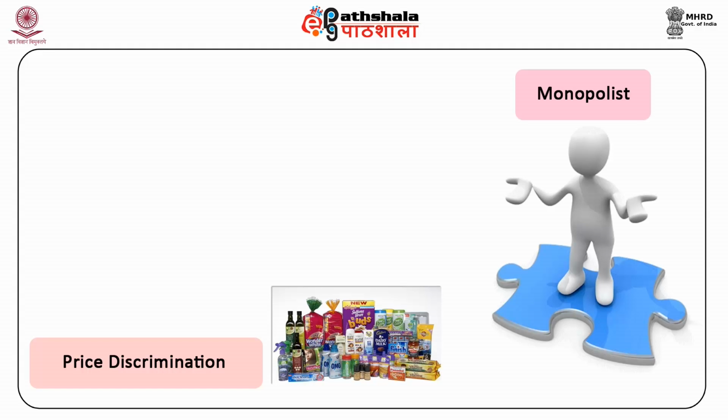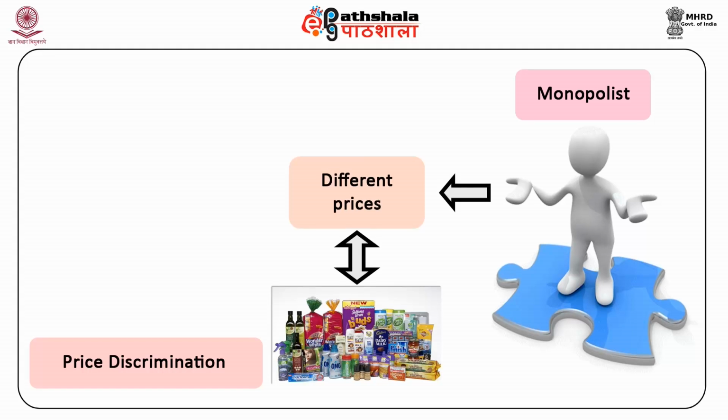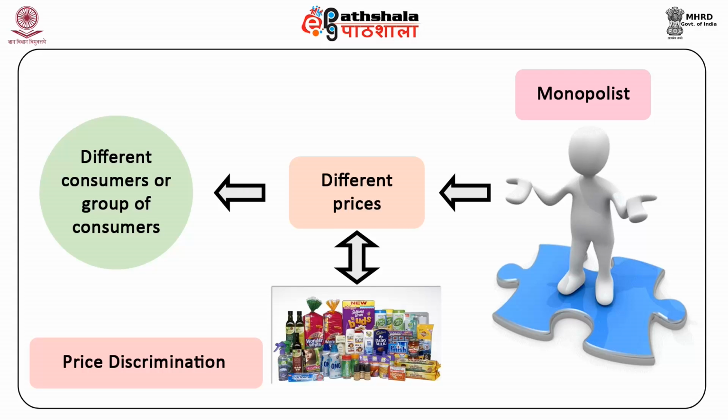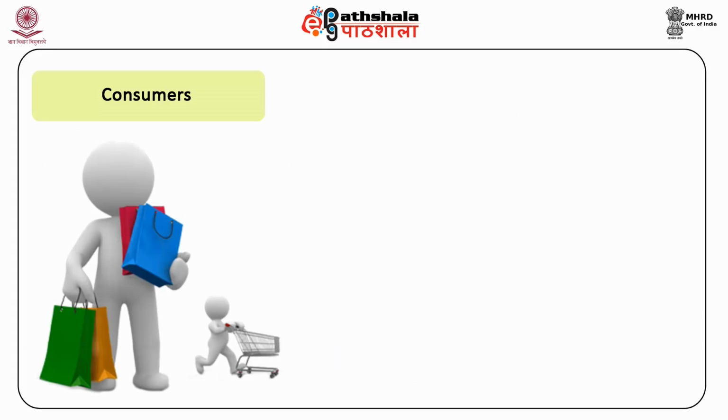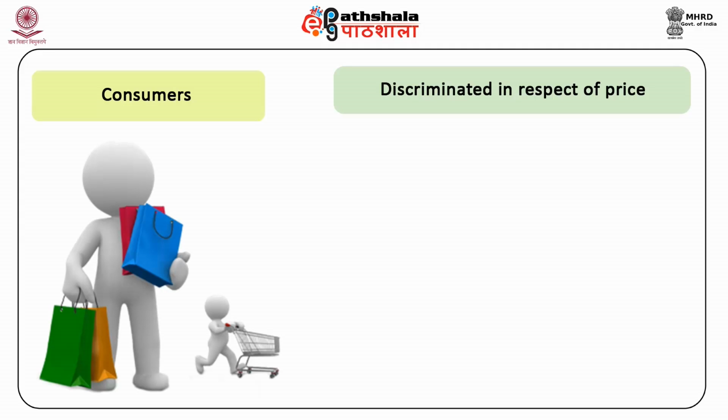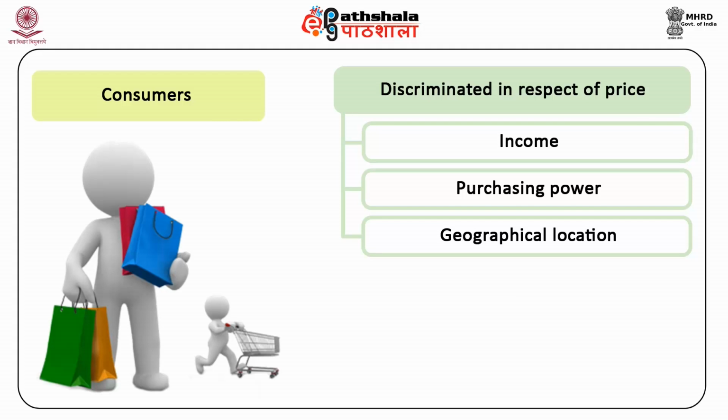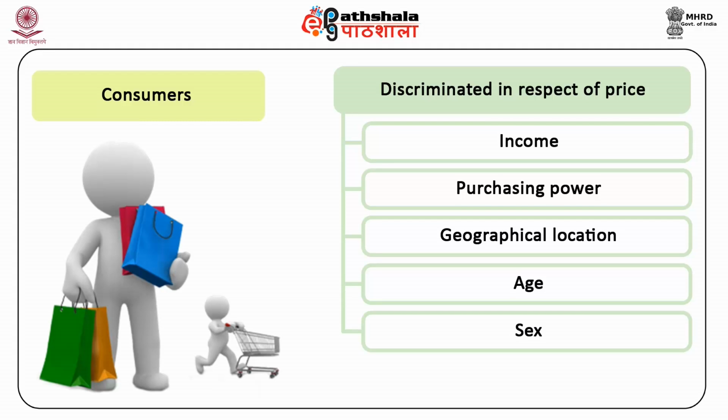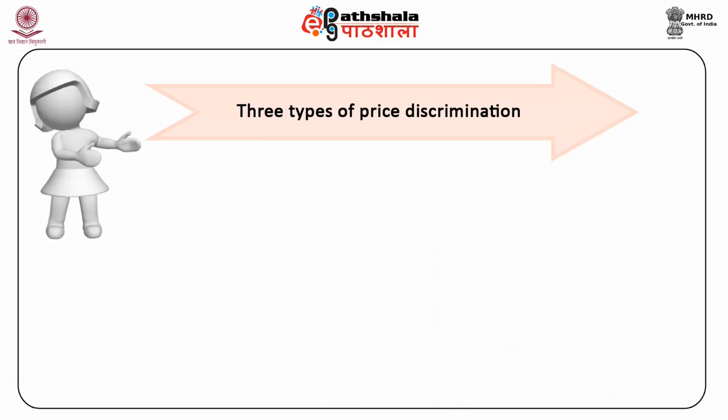A monopolist always has the option to charge different prices of the same product from different consumers or group of consumers, as he is the sole producer of the product. This is known as price discrimination. Consumers are discriminated in respect of price on the basis of their income or purchasing power, geographical location, age, sex, quantity they purchase, and also on other grounds which the monopolist may find suitable. There exist three types of price discrimination exercised by a monopolist, which we will discuss.